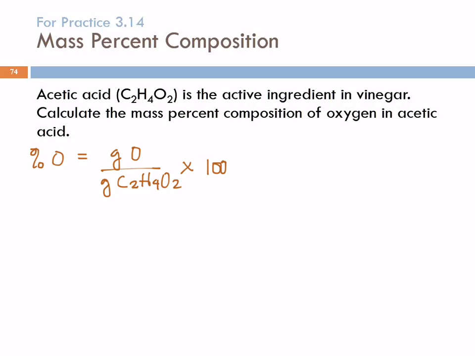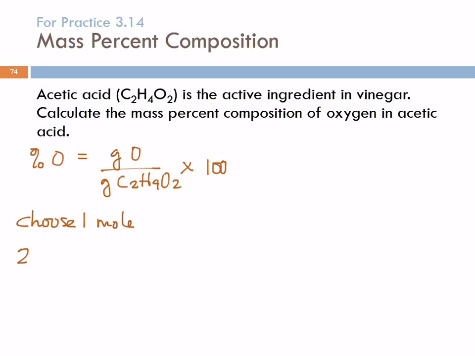We just learned how to do that. And then I can look at this formula and figure out how many moles of oxygen there are, and I can figure out how much mass of oxygen there is. So we're just going to choose 1 mole. Well, what's the mass of 1 mole of acetic acid? It's just the molar mass, right?